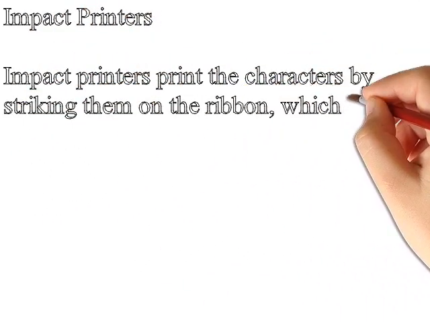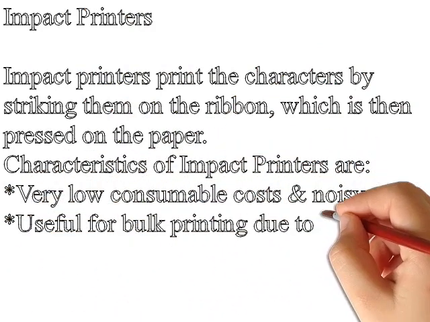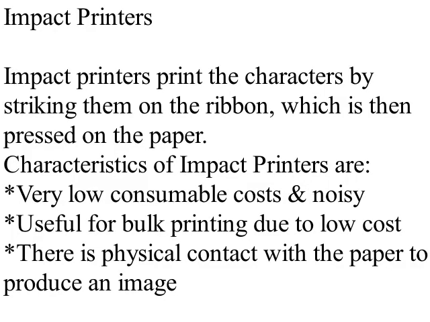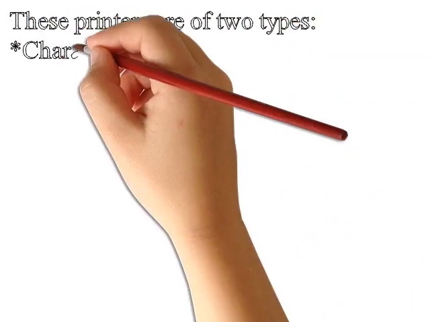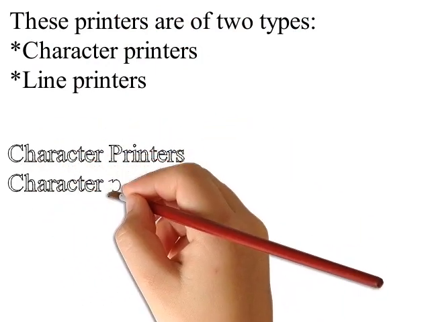Impact printers. Impact printers print the characters by striking them on the ribbon, which is then pressed on the paper. Characteristics of impact printers: very low consumable cost, noisy, useful for bulk printing. There is physical contact with the paper to produce an image. These printers are of two types: character printer and line printer.